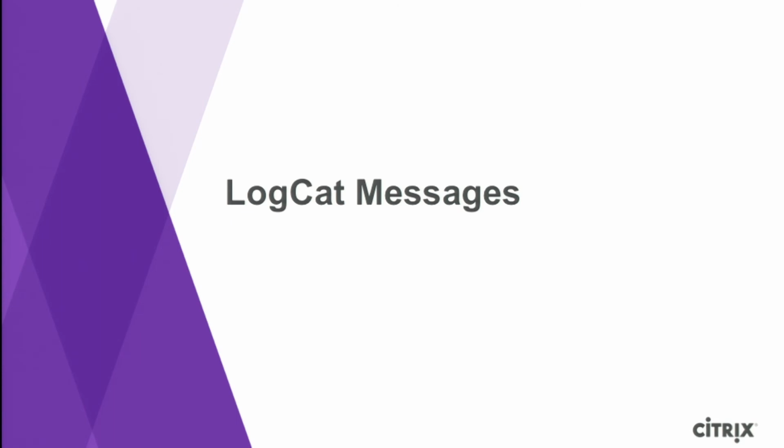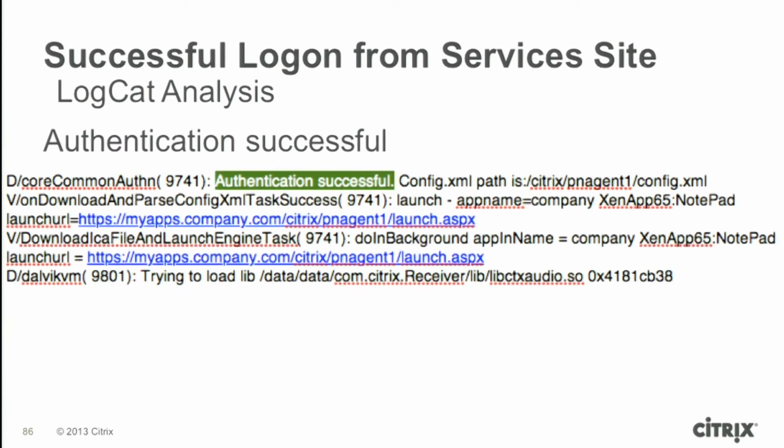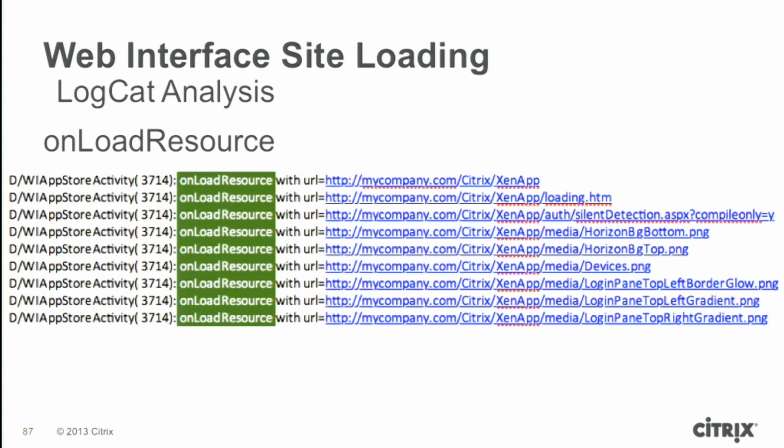So let's jump into some messages that you'll see from the receiver in a Logcat log. Here, a user discovers the storefront configuration by entering an email. So you'll see the discover document URL message. Next, a user successfully logs on through a services site. You'll see the authentication successful message there. Next, these are the on-load resource messages that you'll see in a Logcat when you're basically going through the web interface site loading on a receiver for Android. And you'll see the URLs scrolling through.